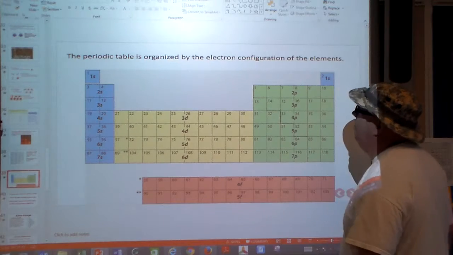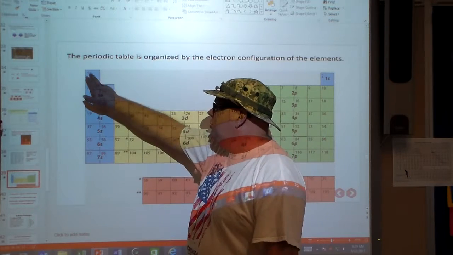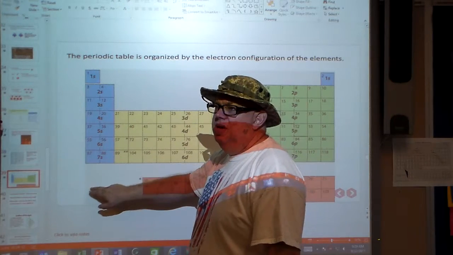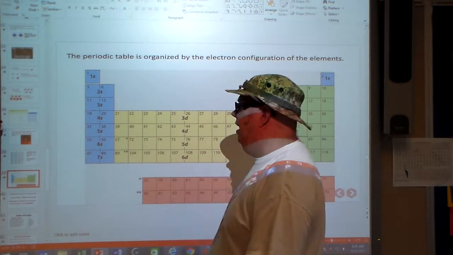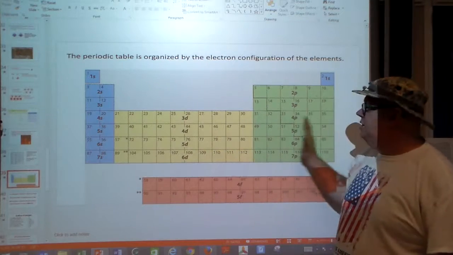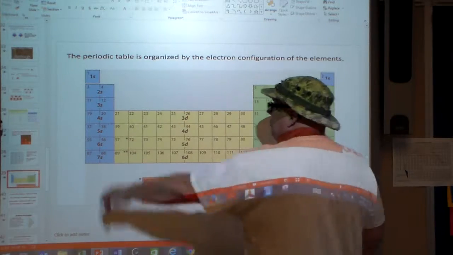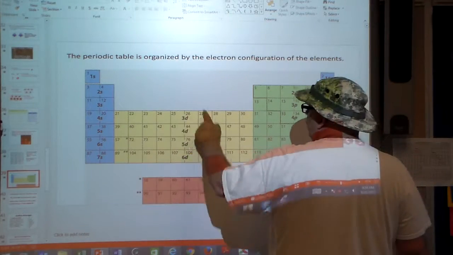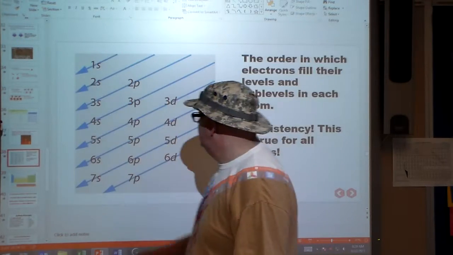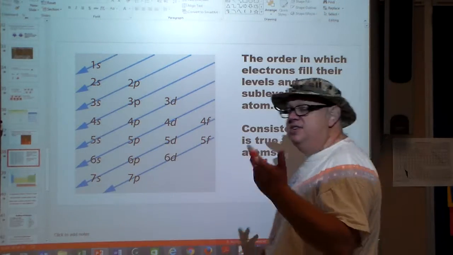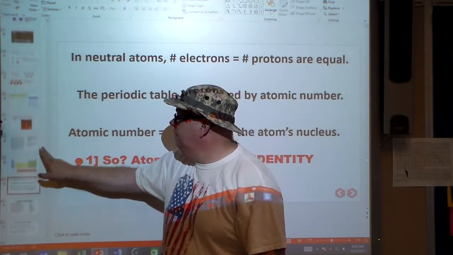So if we look at the periodic table, it is organized by the electron configuration of our elements. Okay, so when we go down a column, down a group, you notice each time you add another level. When you're going across, again, you're adding more electrons. And remember, before 4p, you fill 3d first. That's how it works. And the thing about it is, as I said here, consistency. This is all true for those atoms there. Okay, let's move on here.